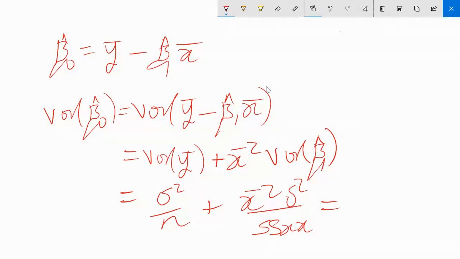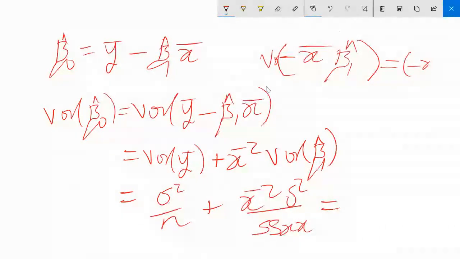The variance of a constant multiplied by, so we are treating this as a constant. So the variance of, and we have beta 1 hat. The variance of this will have the constant squared multiplied by the variance of beta 1 hat. And this one squared will give us x bar squared. Oh, thank you, sir. Now I get it.